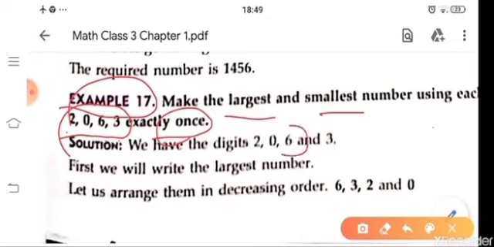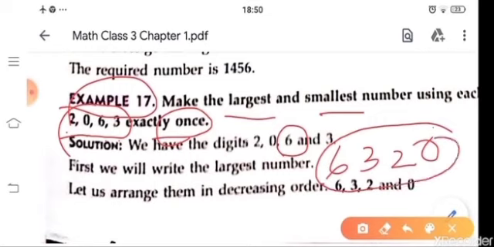So 6 here is the largest, and after 6, 3, then 2, then 0. So we'll arrange these numbers in decreasing order. When we write the largest number, we arrange the numbers in decreasing order. So the number becomes 6,320. Now we'll move to the smallest number.